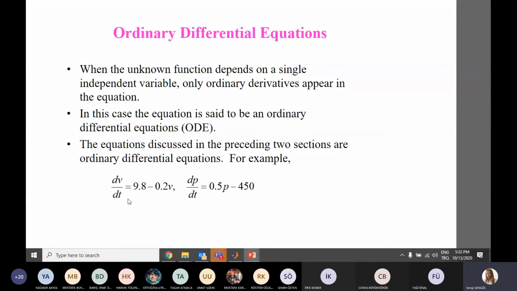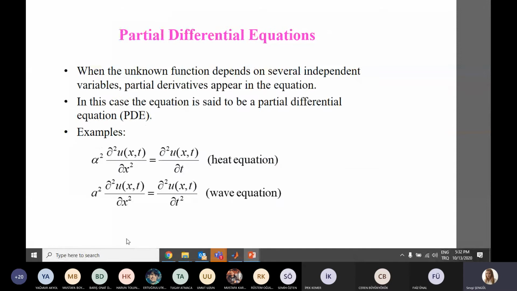But if you have two independent variables, like partial differential equations, our derivatives will be partial derivatives. For example, the heat equation. Heat depends on time and the position. Or the wave equation. These are very common partial differential equations. Again, the wave depends on time and also the position. That's why these are partial differential equations. You can even identify it by the sign of the derivative. These are normal signs, d. These are delta, partial derivatives.